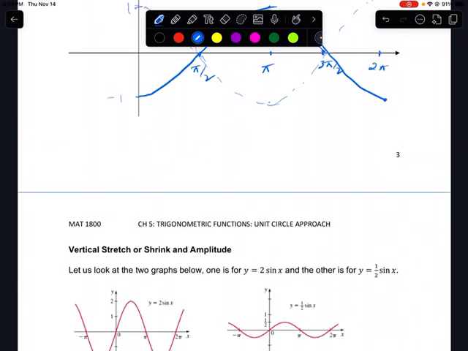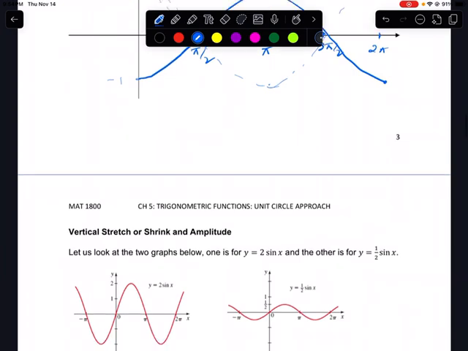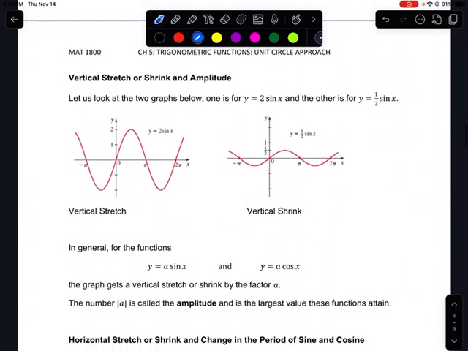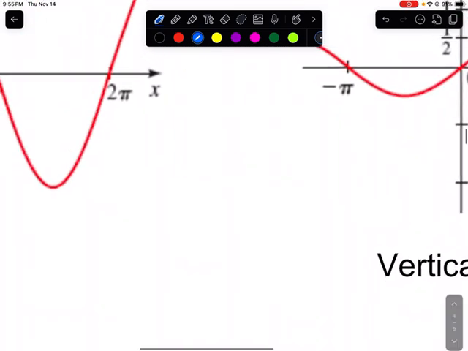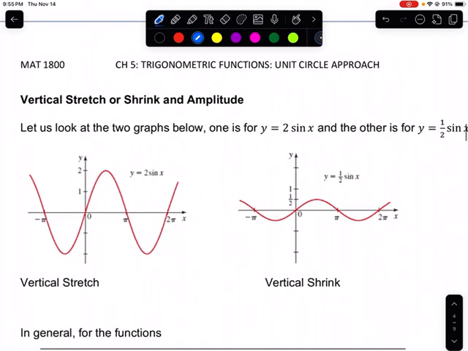And shift down, up, down, you should know. Now next we are going to look at vertical stretch or shrink and amplitude. Okay, vertical stretch or shrink and amplitude. So we look at these two graphs. So this first one is for y is equal to 2 sine x.